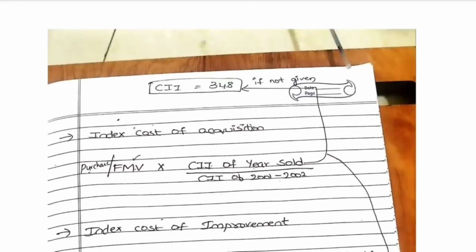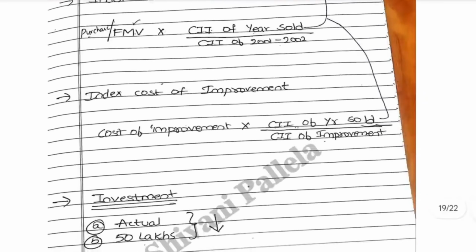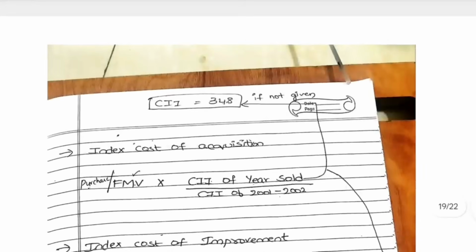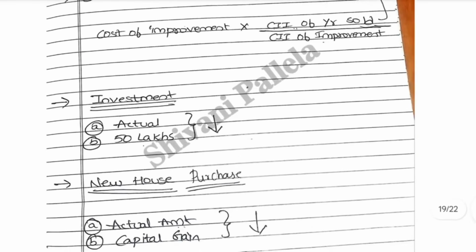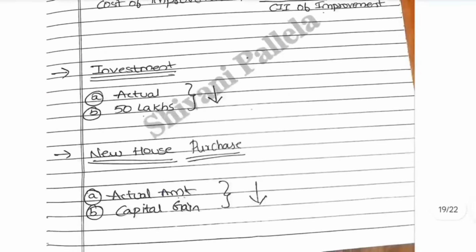What is the index cost of acquisition formula? Fair market value into CII of year of sold divided by CII of 2001 to 2002. So what is the index cost of improvement formula? Cost of improvement into CII of year of sold divided by CII of year of improvement. If CII of year of sold was not given, means for this year, that is 2025, we can take it 348 if not given.